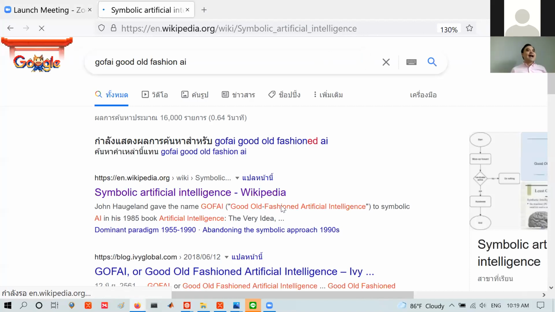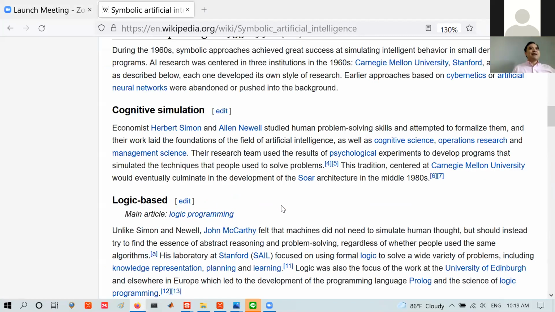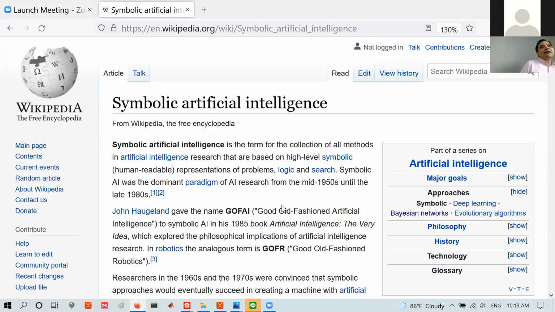Now, the AI that you have in your iPhone is based on a very different approach to capturing human intelligence. But this is not the place to go into that.